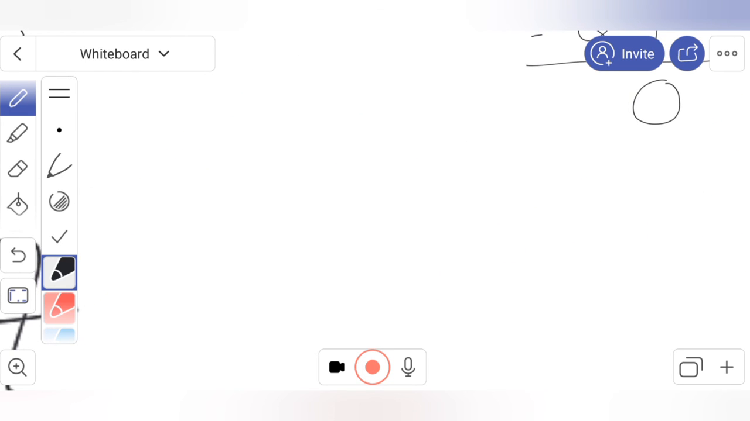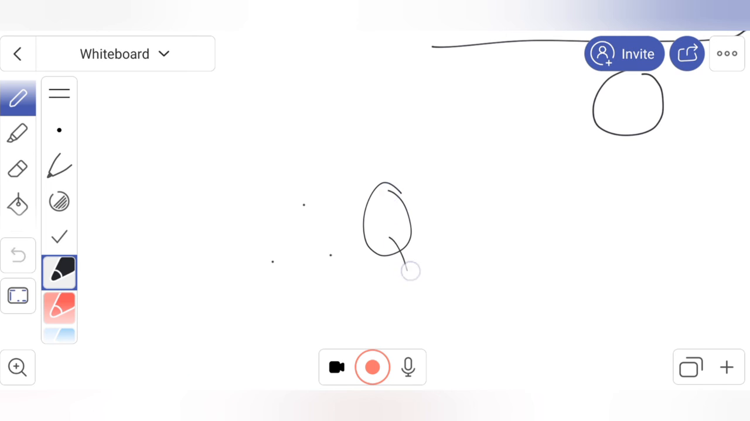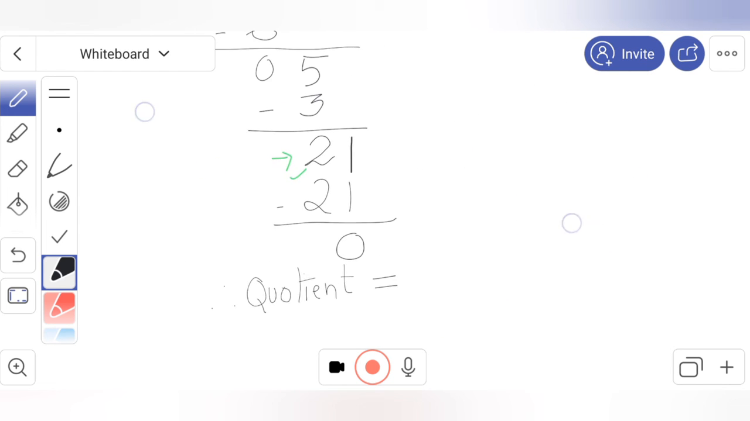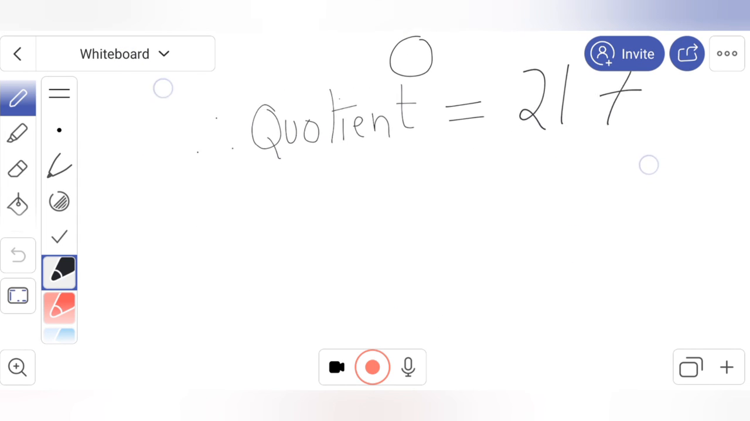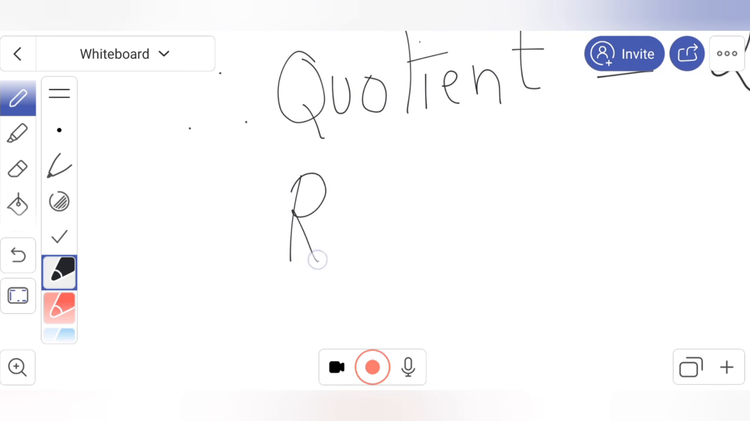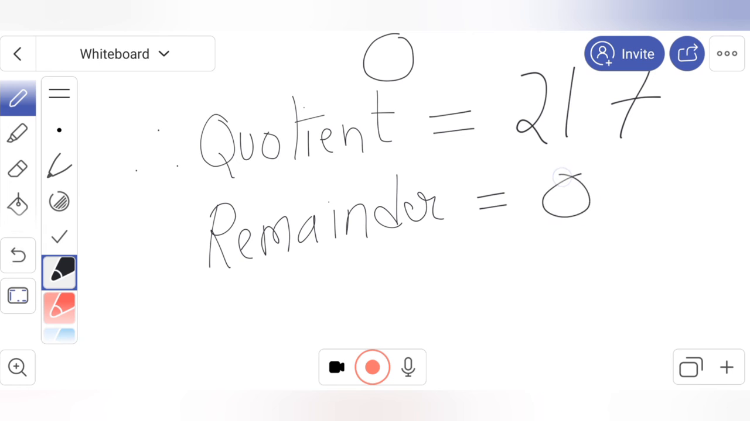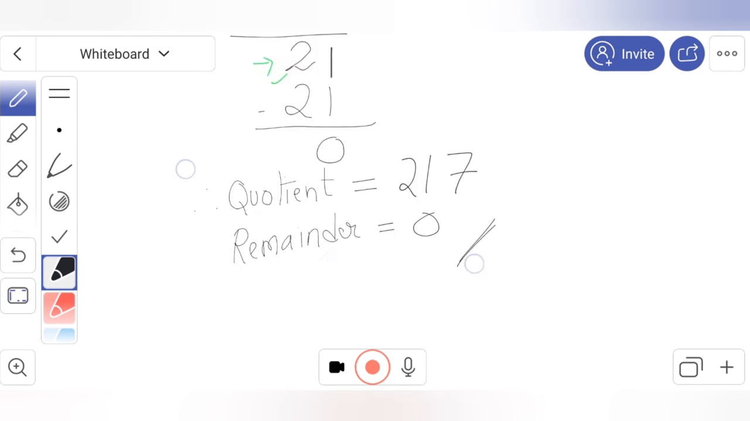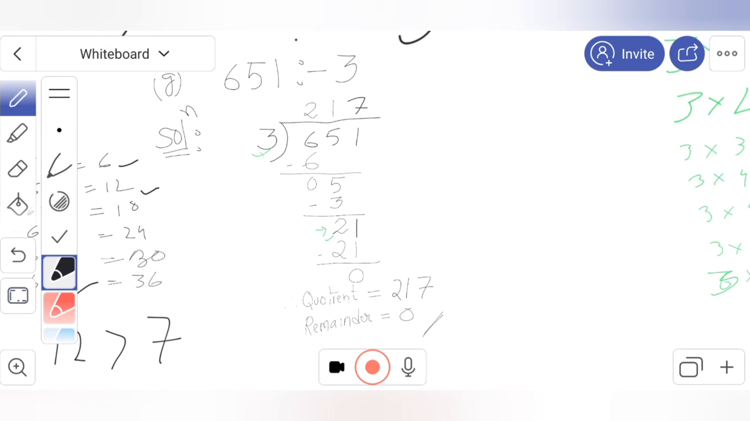So therefore, write down: quotient equal to how much? 217, and remainder is how much? Equal to 0. This is the answer. Okay, clear? So write down.